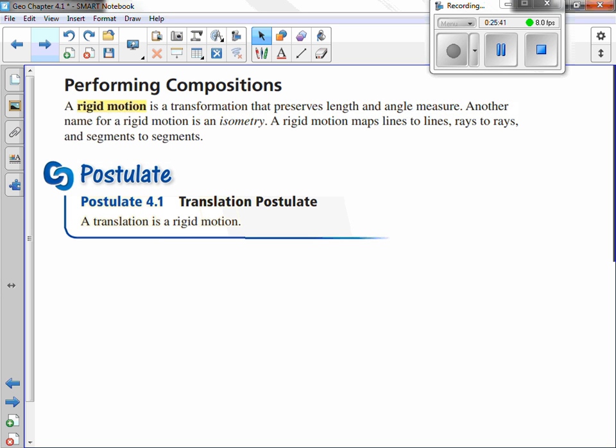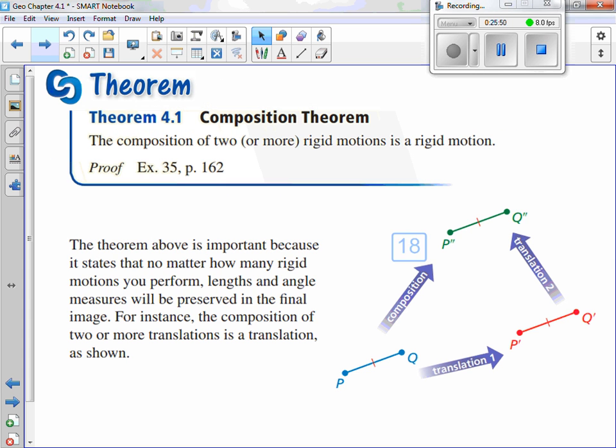A rigid map: lines to lines, rays to rays, segments to segments. The translation postulate states a translation is a rigid motion. It doesn't change. We also have a composition of translations. The composition theorem: the composition of two or more rigid motions is a rigid motion. So we can do more than one of these. We can do 2, 3, 4, 7, 20. It doesn't matter how many. We can do multiple rigid motions together.